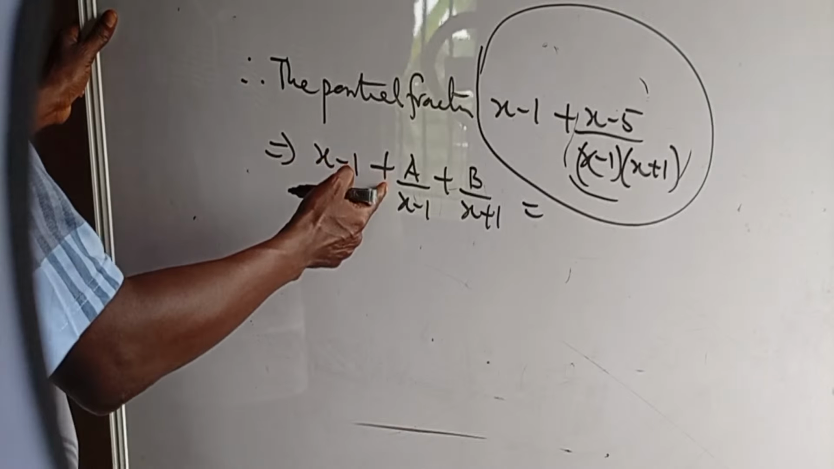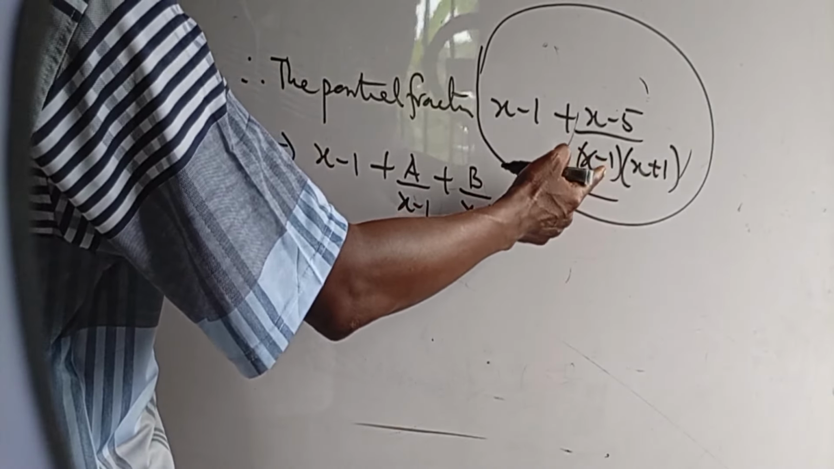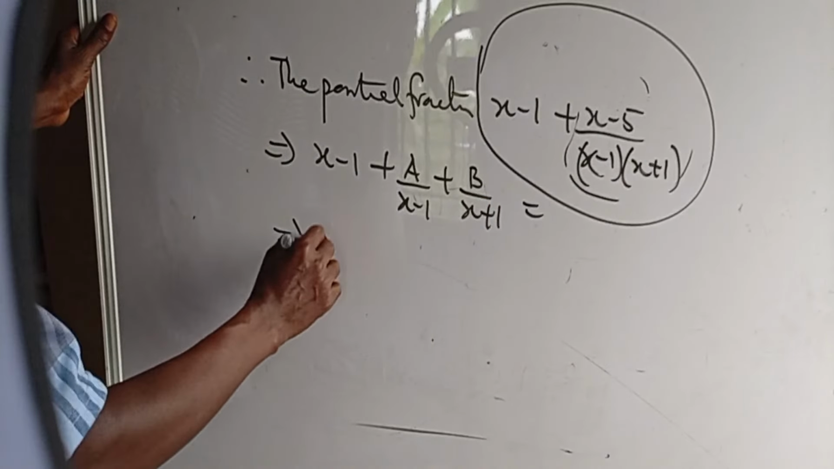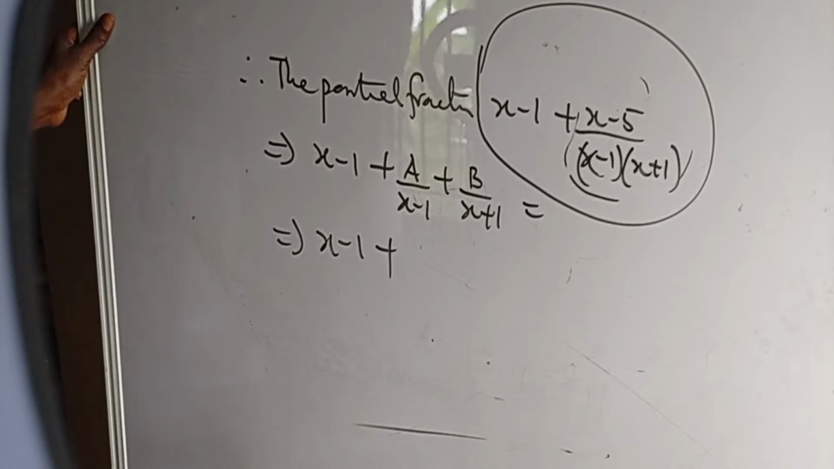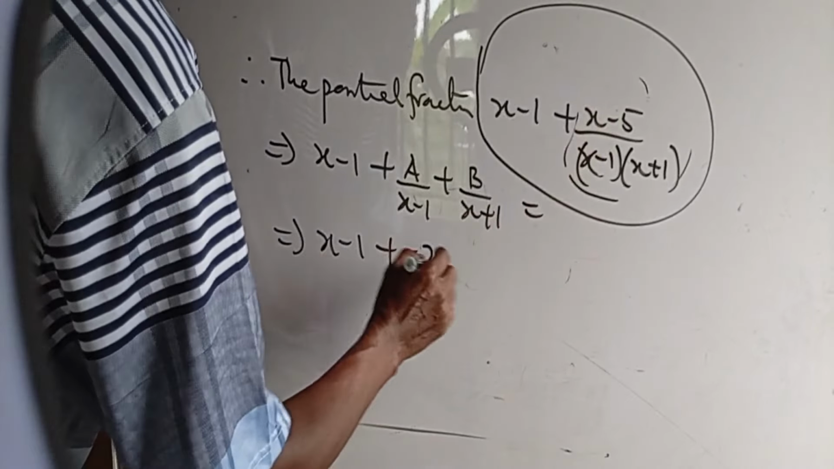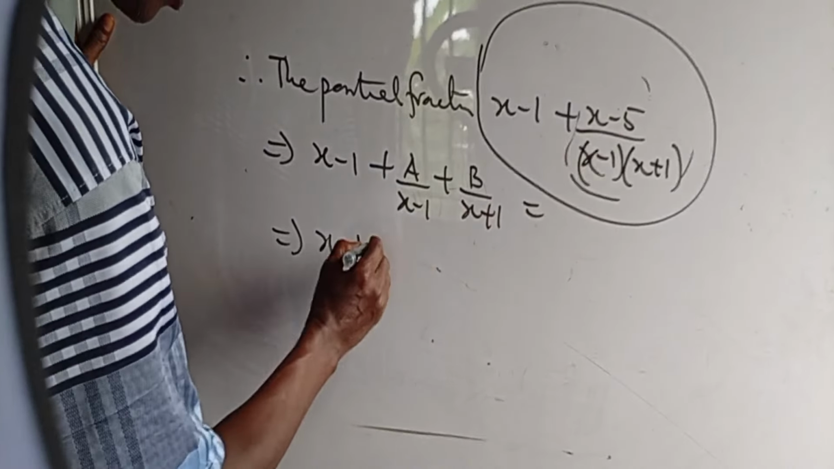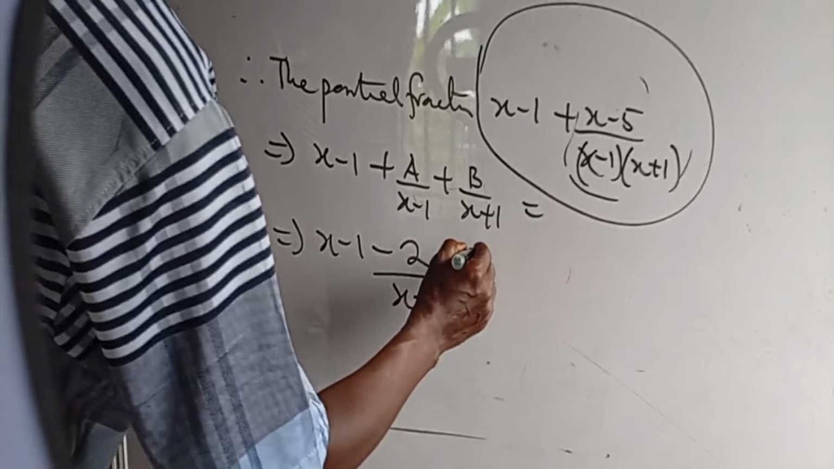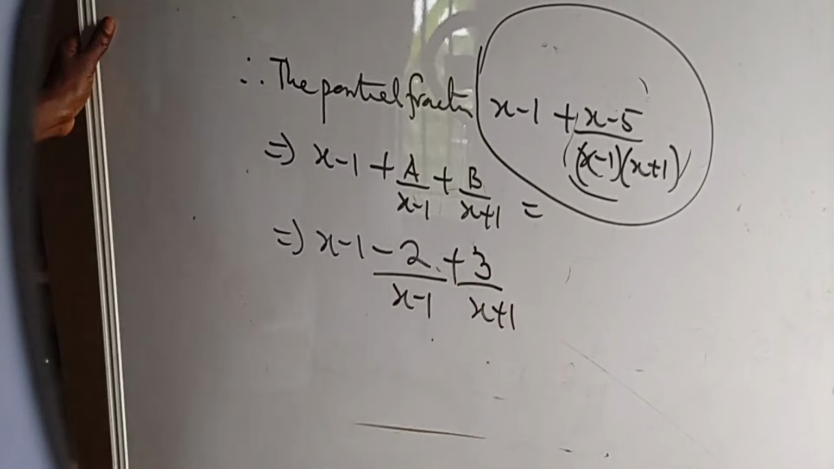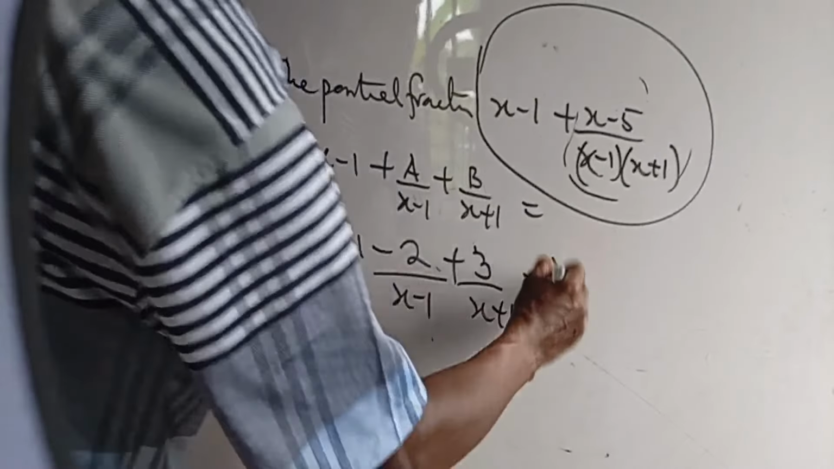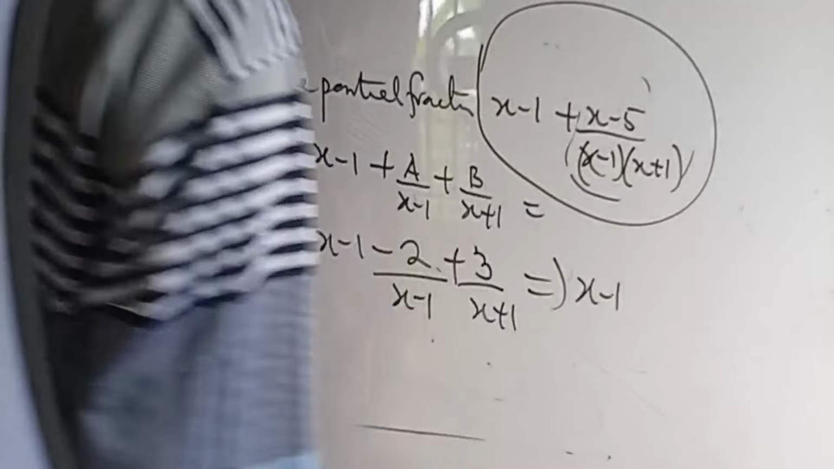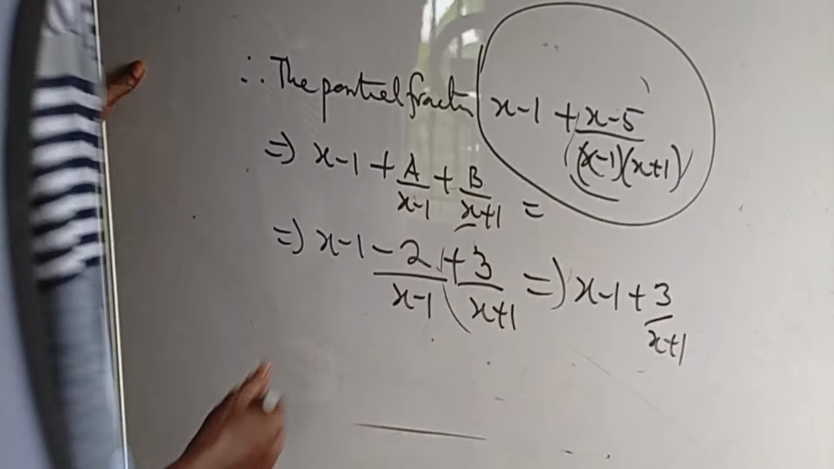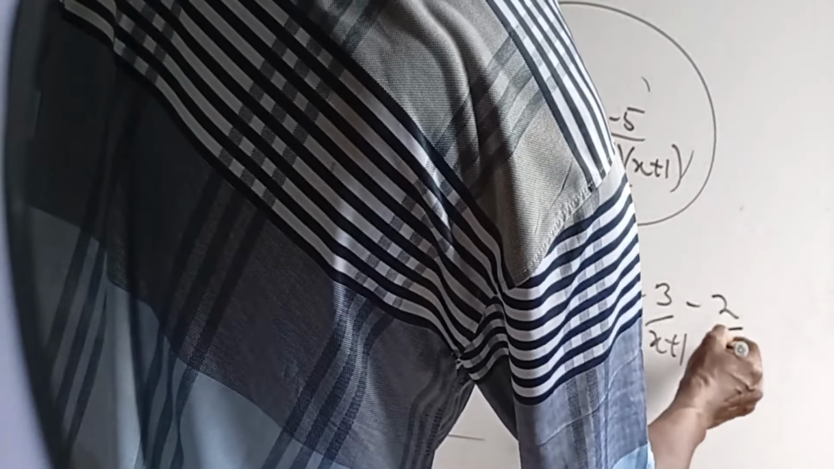x minus 1 plus, the constant for x minus 1 is a, the constant for x plus 1 is b. So what did we get for a? We got minus 2 for a, so plus times minus is minus 2. So minus 2 all over x minus 1, then plus, what did you get for b? 3 all over x plus 1. If you write your answer like this, it is correct, or better still, it's the same thing as x minus 1 plus 3 all over x plus 1, if you want to write this version first, then minus 2 all over x minus 1.